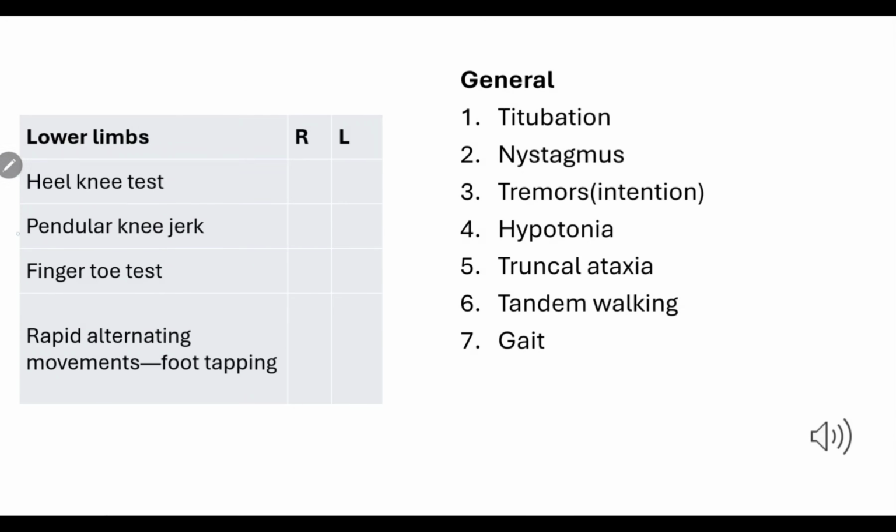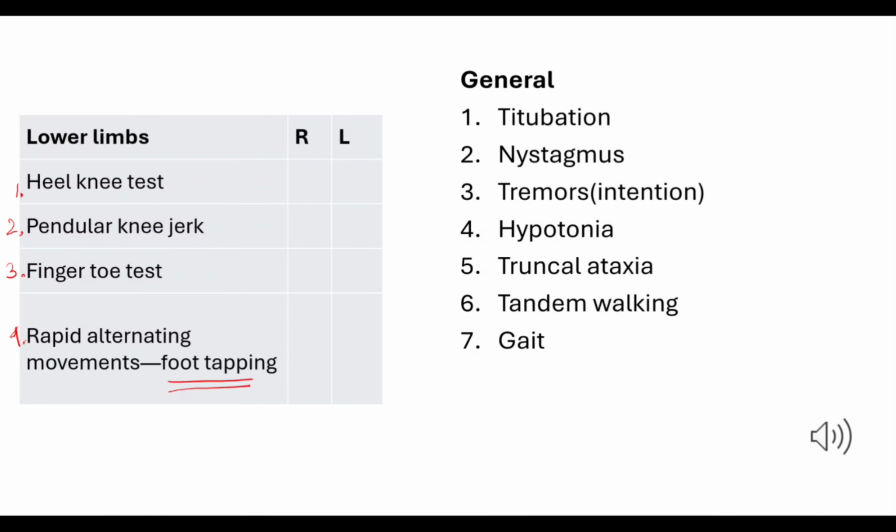Our proforma checklist features the classic heel-knee test, observing for a pendular knee jerk, checking the finger-toe test, and evaluating rapid alternating movements via foot tapping. These tests allow you to determine if a cerebellar lesion is localized to one side or affecting the midline system.